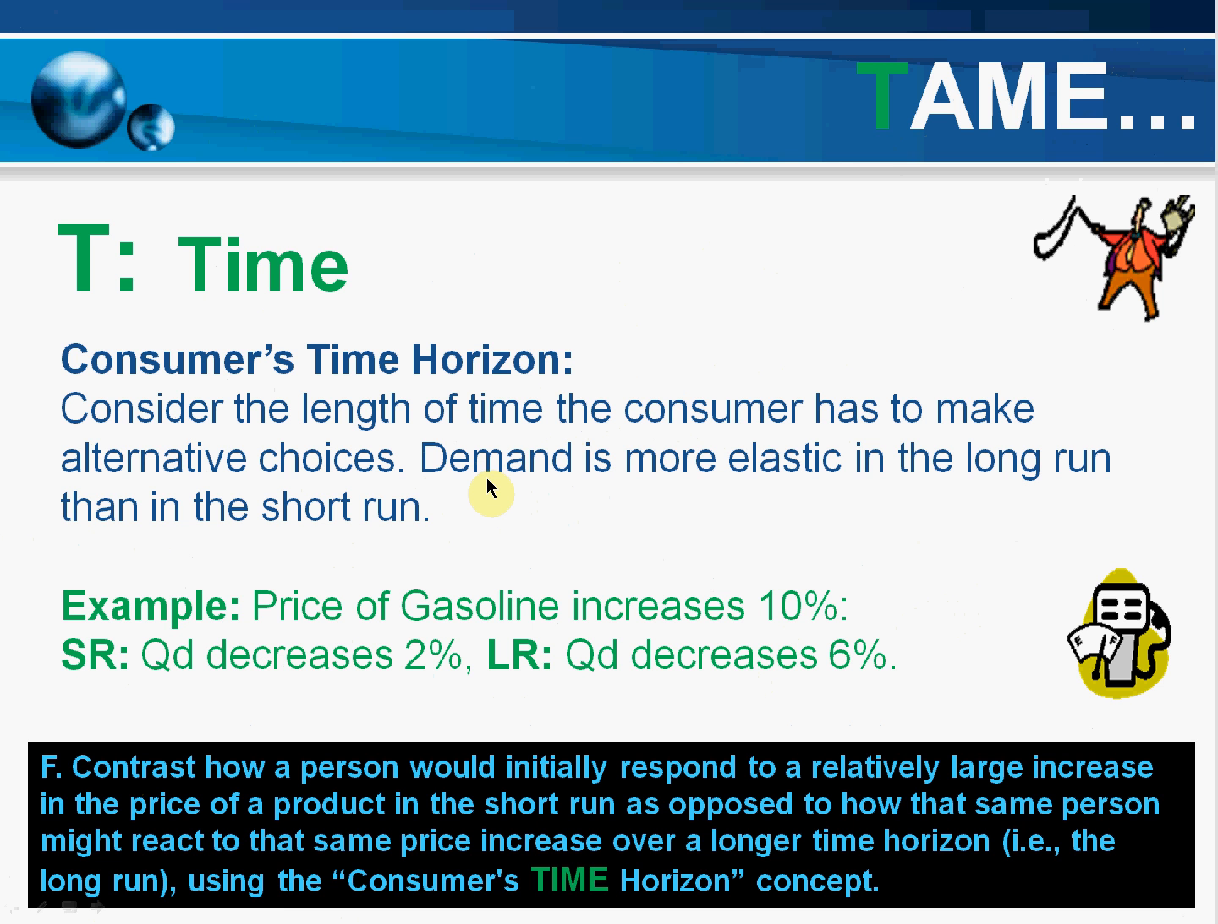Consider the length of time that the consumer has to make an alternative choice. Ultimately, the conclusion is that the demand will be more elastic for longer periods of time. The long run versus the short run is classically defined at the year mark. For this task, it's not critical that that is done. Rather, we're saying now versus later. How do consumers respond? How is the consumer time horizon a relevant issue?